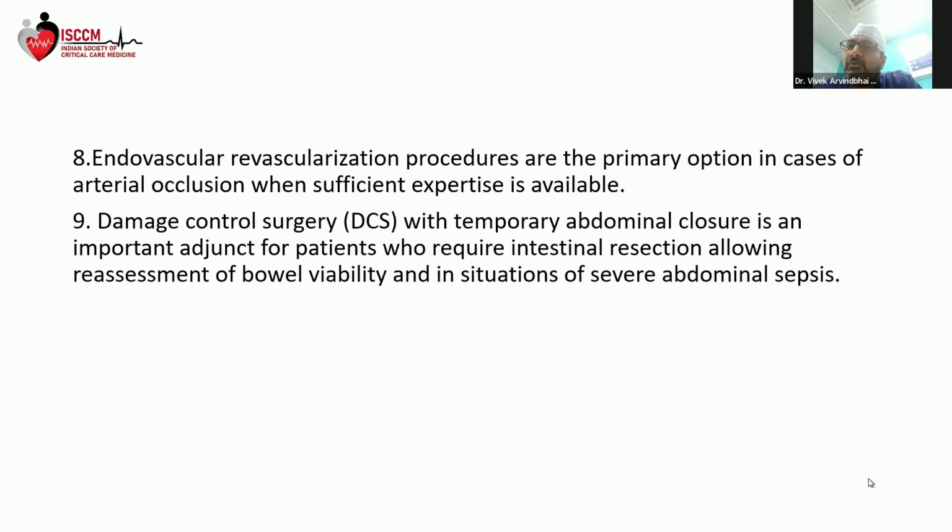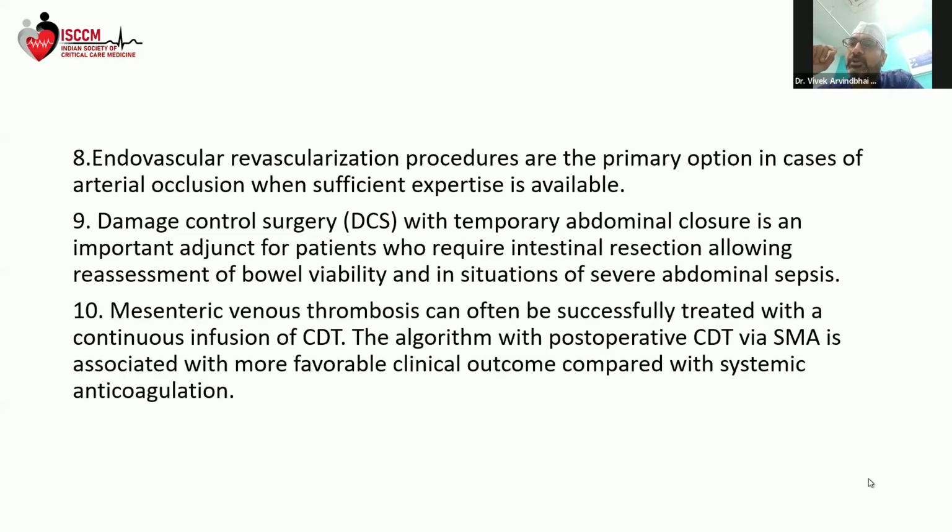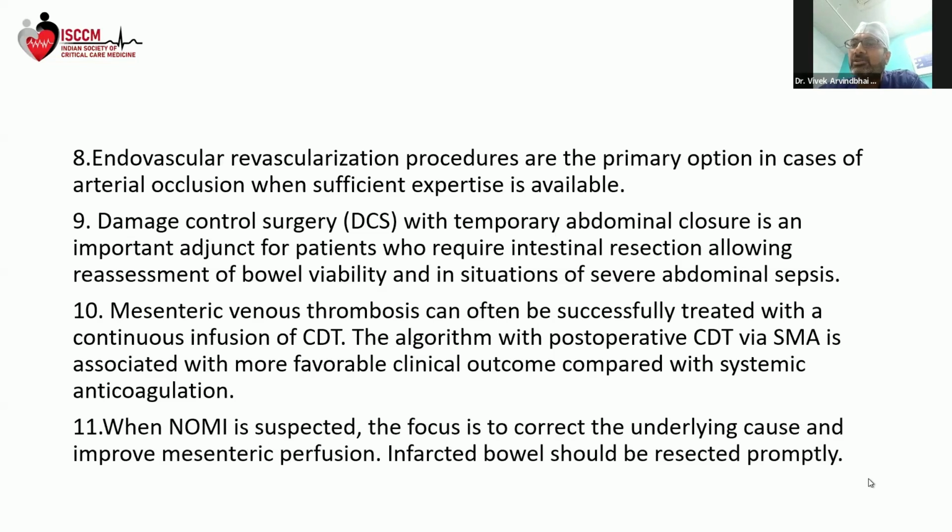Damage control surgery with temporary abdominal closure is an important adjunct for patients who require intestinal resection, and it allows reassessment of bowel viability in a situation of severe abdominal sepsis. One more recommendation is that mesenteric venous thrombosis can often be successfully treated with a continuous infusion of catheter-directed thrombolysis. The algorithm with post-operative CDT via SMA is associated with a more favorable clinical outcome compared with systemic anticoagulation.